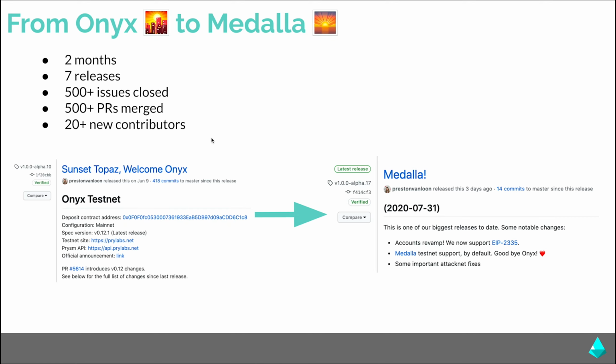So from Onyx to Medalla, there were tons of improvements. There was about 2 months of time. There were about 7 releases, about 500 issues, and 500 PRs that were closed and merged. And we were able to onboard 20 plus new contributors. So that's very nice. So let me go through some of the lessons learned.